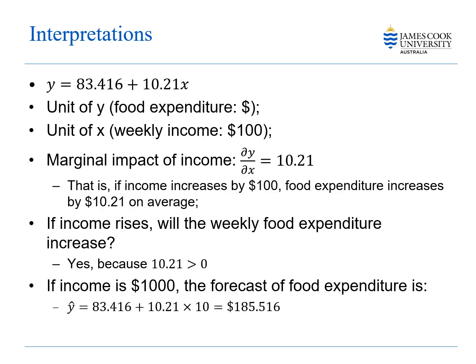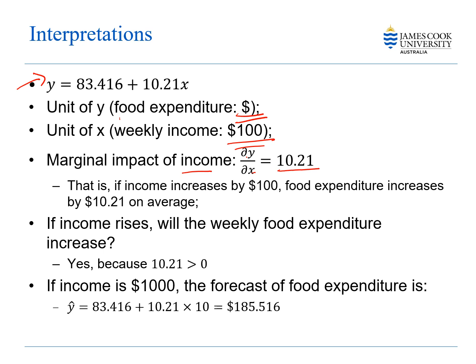Right. So here we need to be careful about the units. Unit Y is, remember, Y is food consumption expenditure. The unit is dollar. Unit X, which is weekly household income, is $100. Okay. So we can differentiate this equation with respect to income. So to get the marginal impact of income, differentiate Y with respect to X, which is 10.21.